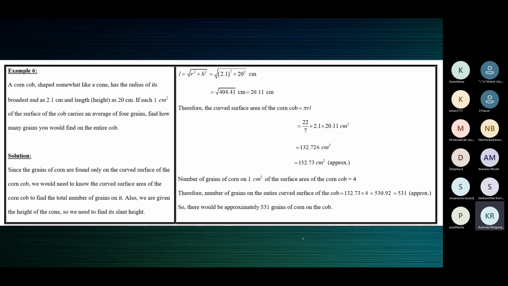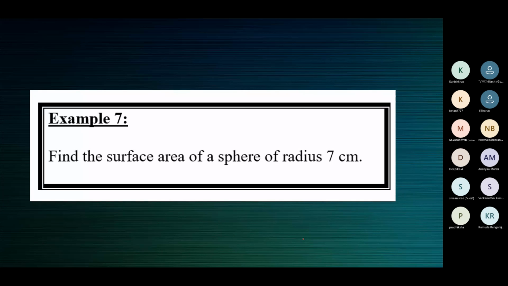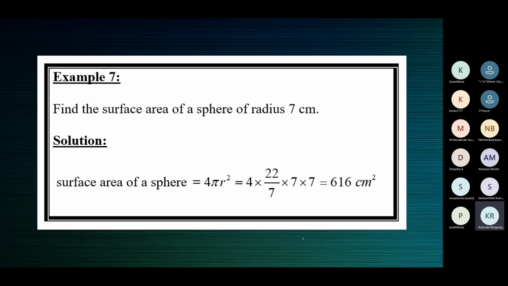So to find CSA, pi RL, but we don't know L, so we find L and then we use pi RL. 1 centimeter square, 4 grains, 132 centimeter square, 531 grains. Like one book is 4 rupees, 132 books, how many rupees? One book is 4 rupees. 132 books will be 132 into 4 rupees, like that. The rest of it you'll have to complete.